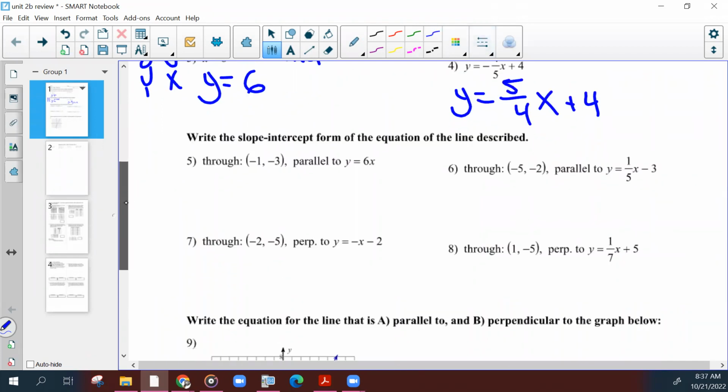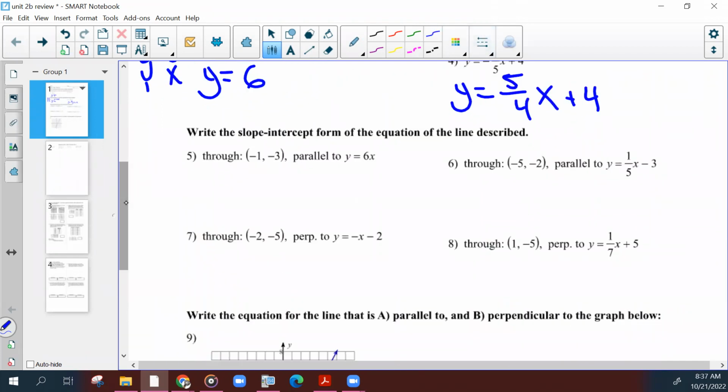With 6 and 5 through 8, these are all similar. You're doing the same process where you're given an equation, you're given a point. Notice if it says parallel or perpendicular. If it's parallel, your slope is going to stay the same. If it's perpendicular, your slope is going to change. You're going to use your point slope formula. I'm going to write that over here. y minus y1 equals m times x minus x1.